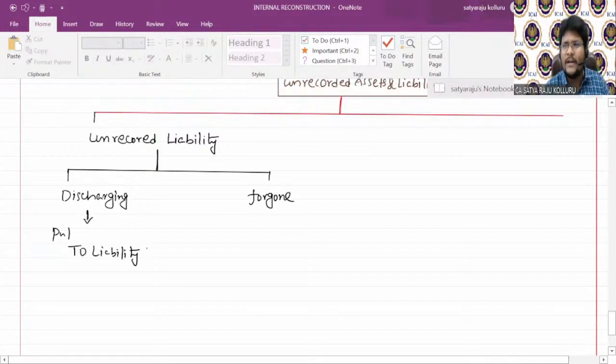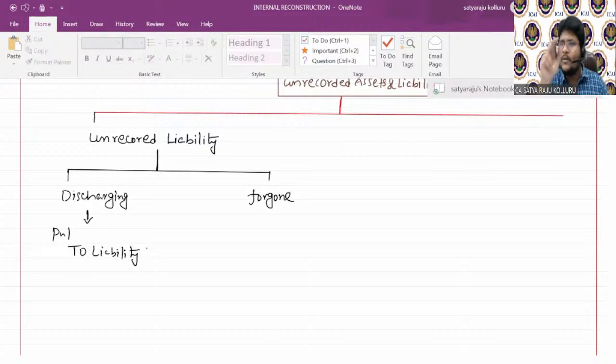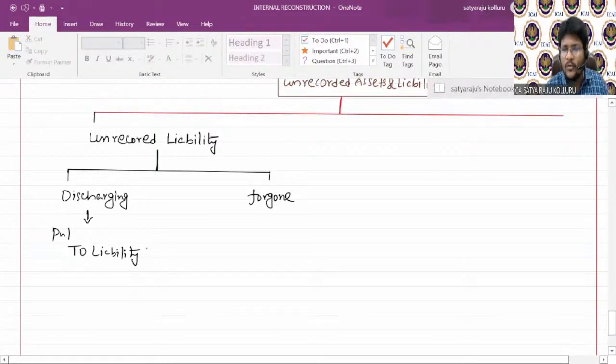If it is an unrecorded asset, what is the journal entry? Asset account debit to profit and loss account. Asset account debit to profit and loss account in case of an unrecorded asset. In case of a liability, profit and loss account debit to liability.